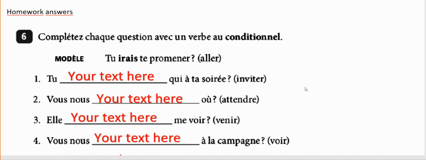Remember, in order to form the conditional, one of the major things you need to understand is that you take the infinitive form of the verb, right? And then you just add to that infinitive the endings of the imperfect tense. Now, it would be very easy if it was just that way. Unfortunately, in French, we have a lot of irregular verbs, and we went over the list 2 days ago. So now whenever you are given these exercises to do, always ask yourself whether these are regular verbs or irregular verbs. If it's regular verbs, you just do what I just told you. If it's irregular, you got to find that irregular stem first.